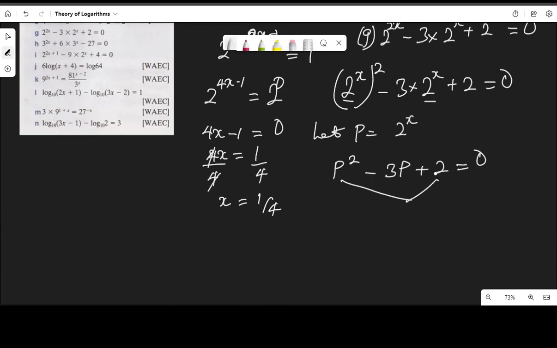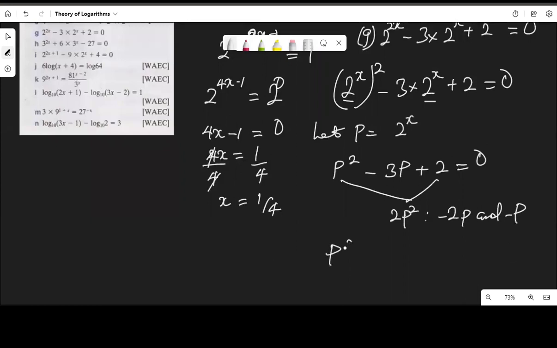p squared times 2 is 2p squared. Then we look for 2 factors of 2p squared that can add up to this. Factors of 2 are just 2 and 1. So 2p and 1p. How do you add 2p and 1p to get minus 3p? Both of them have to be minus.